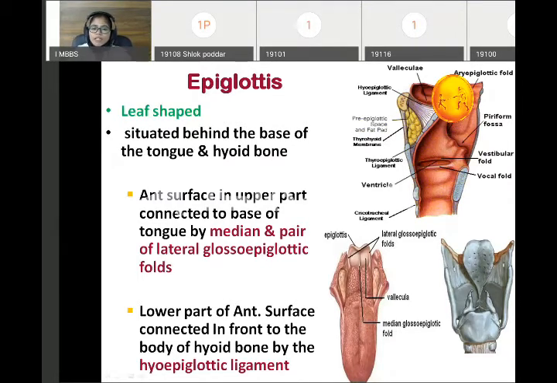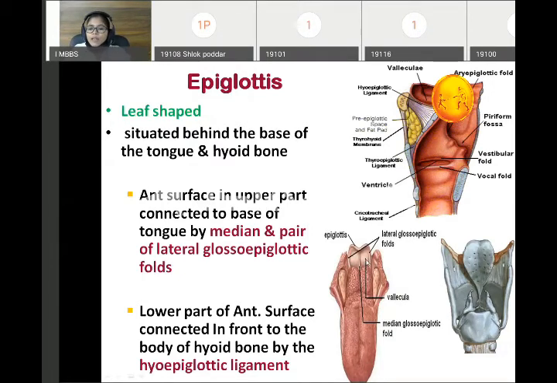The anterior surface is connected in the upper part with the base of the tongue by a median and a pair of lateral glossoepiglottic folds. Here in this diagram you can see this is the median glossoepiglottic fold and this is the pair of lateral glossoepiglottic folds. In between these two folds, you can see a depressed area. This is the vallecula, this one.